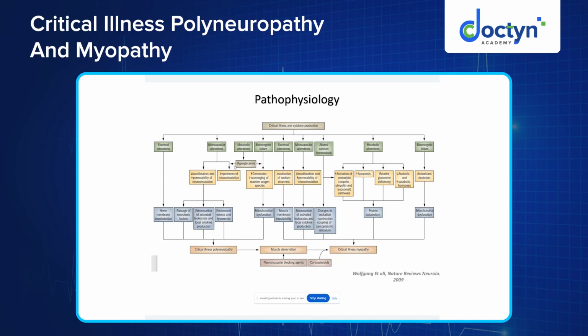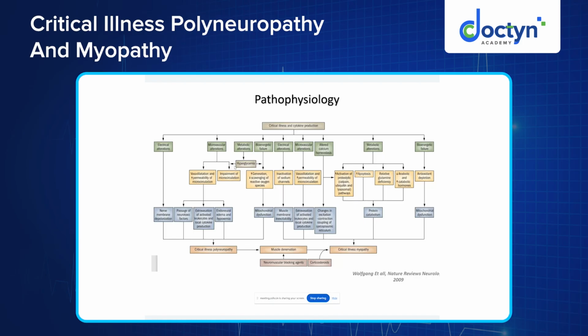When we talk about the bioenergetic failures or metabolic alterations, there is hyperglycemia. As we know, the more the amount of sugar or glucose in the body, that leads to increased generation or decreased scavenging of reactive oxygen species. Because of the free radicals, there is mitochondrial dysfunction that further triggers CIP and CIM. Electrical alterations also include inactivation of the sodium channels that leads to inexcitability of the muscle membrane, another trigger for critical illness myopathy.